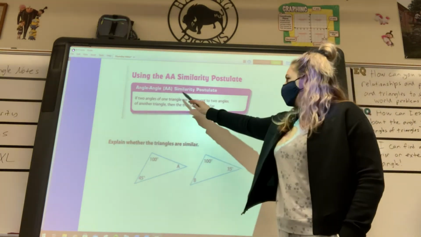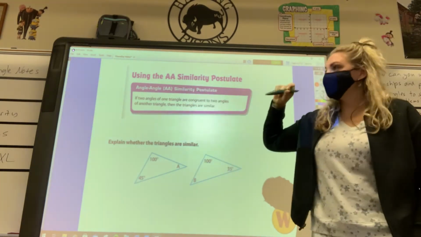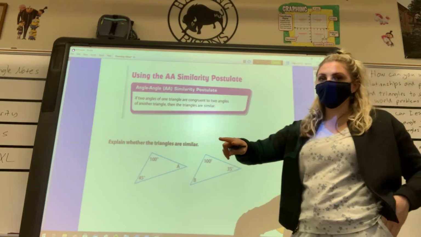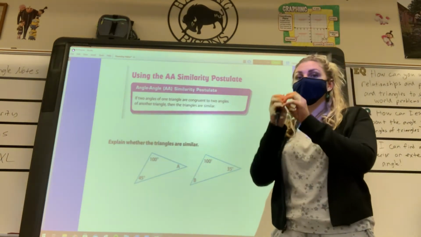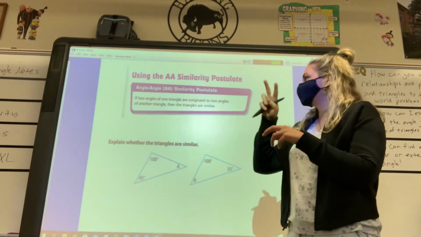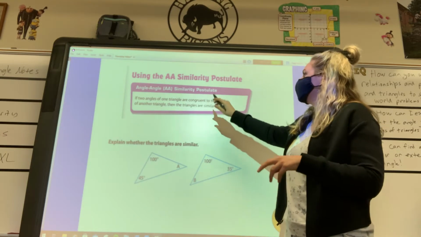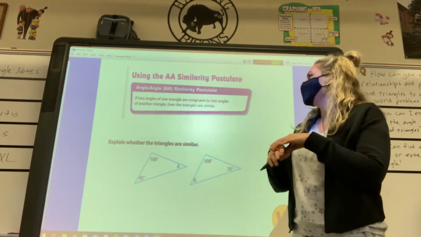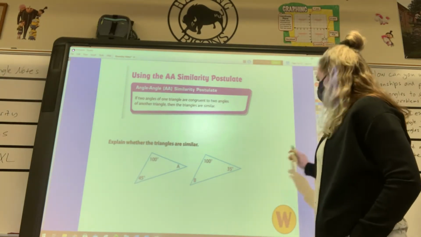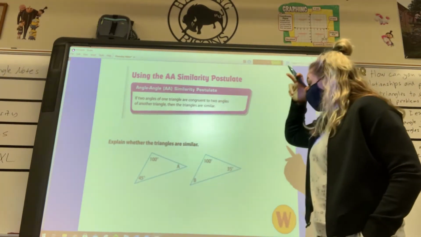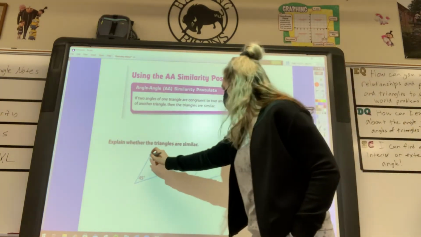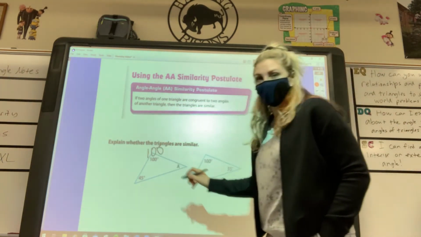So the angle similarity postulate is just a fancy way of saying that if you have two angles on one triangle that are congruent, meaning they are exactly the same, like Mr. Campbell just said, two angles that are exactly the same to two angles on another triangle, then the two triangles are similar. So in this example down here, we have a triangle that has this degree says 100, write it a little bit bigger for you.